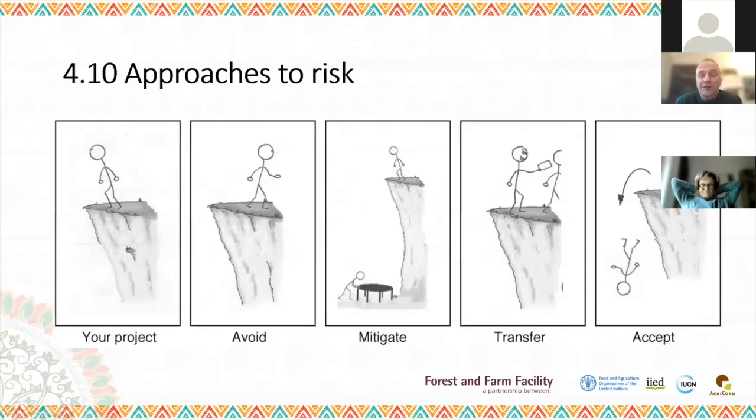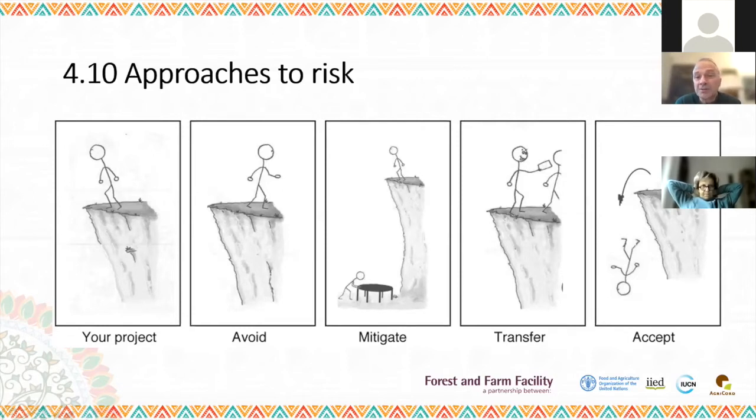When you face challenges and risks, your project might come to what feels like the edge of a cliff. There's a challenge that you're facing. And there are various ways to approach risk. You can walk away. You can say, it's too challenging to set up a group business and try and sell our baskets in a distant market when we don't know who the buyers are. So we can avoid selling to those distant markets. We'll just sell our products locally.